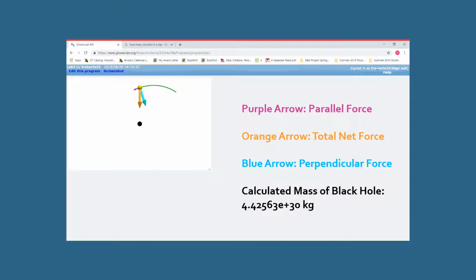We note as it starts to go around that the parallel force begins to grow as it nears the closest point to the black hole, then changes direction once it passes the leftmost point. This is consistent with the star's motion being the fastest at the leftmost point and slowest at the rightmost. Also, we note that the total net force always points directly to the black hole, while the perpendicular force seems to point to the center of the imaginary kissing circle at all times. I calculated the mass of the black hole to be 4.42563e30 kilograms.